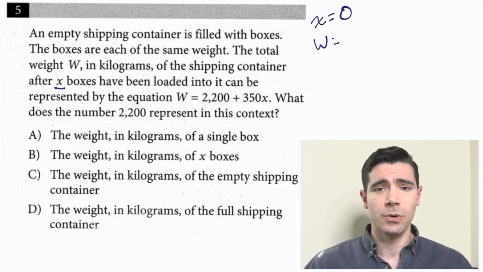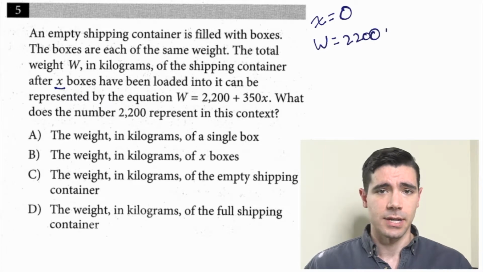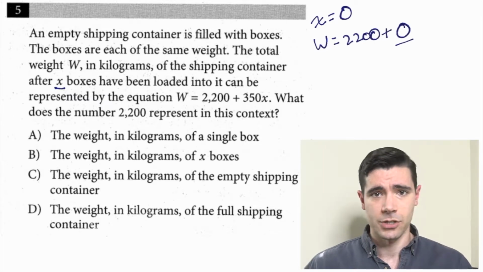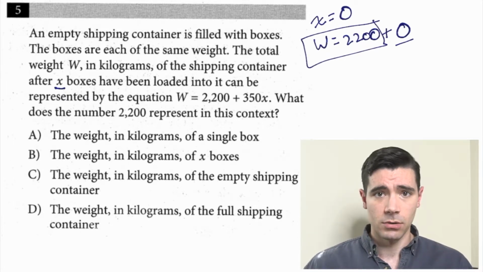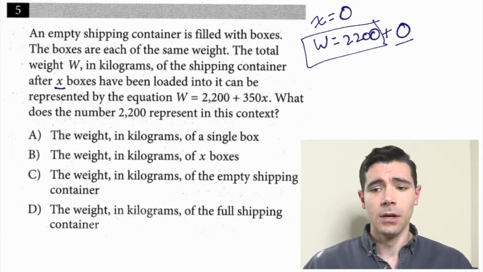W would equal 2200 plus 350 times 0. So W would equal 2200. And W, they said, was the weight in kilograms. Okay, so if the number of boxes is 0, then the weight is 2200. And now they're asking me, what does the number 2200 represent? Well, it was the weight when there were no boxes inside.